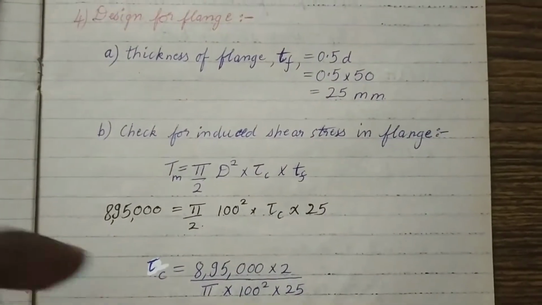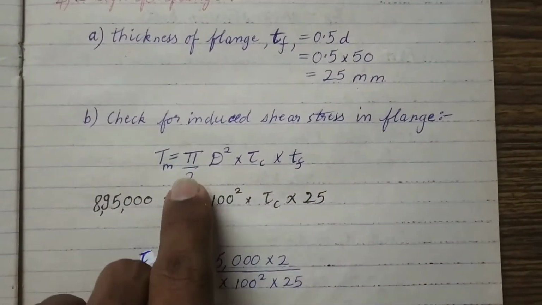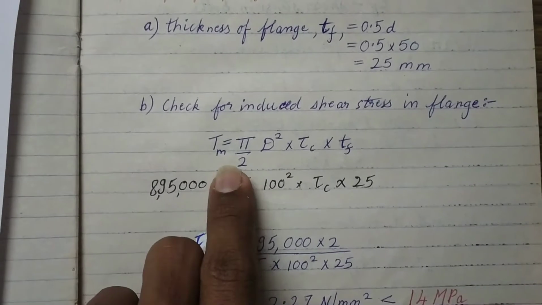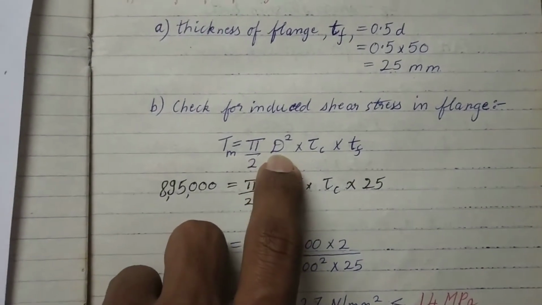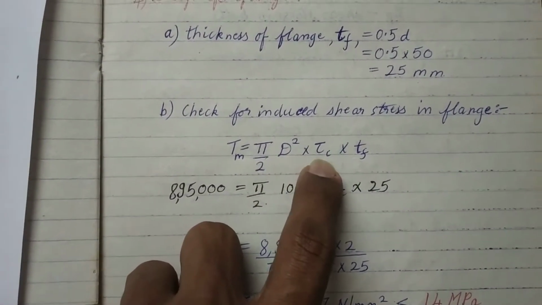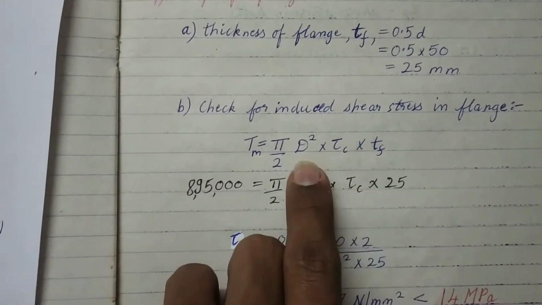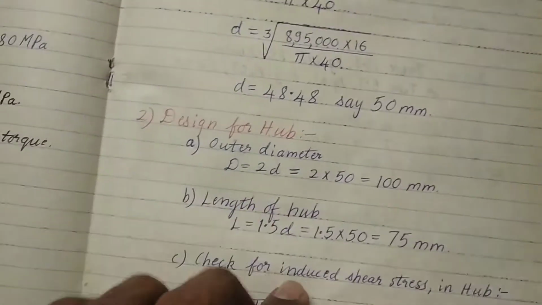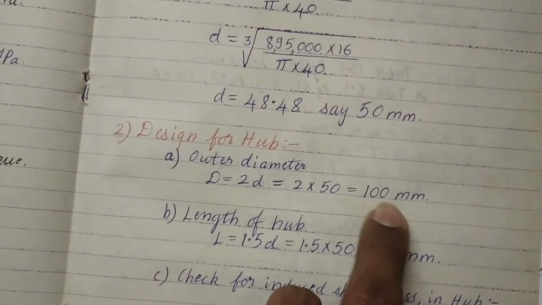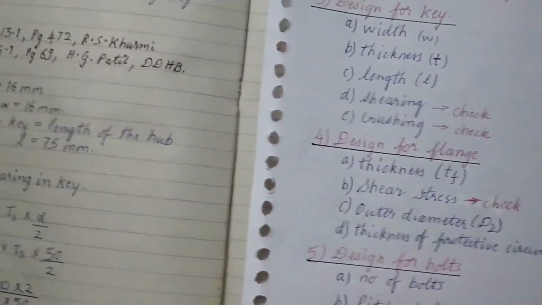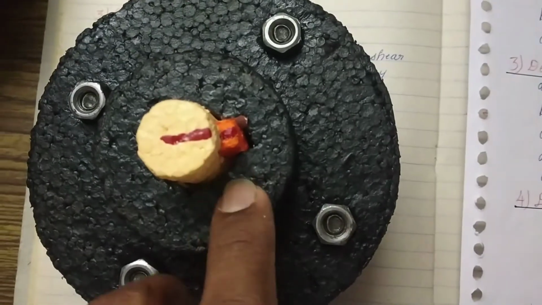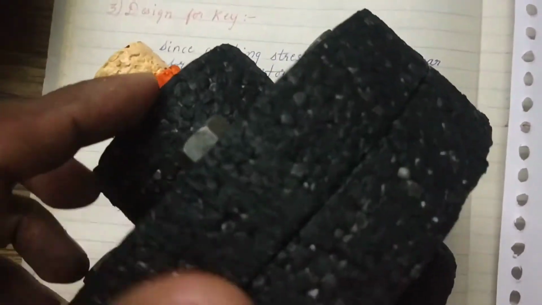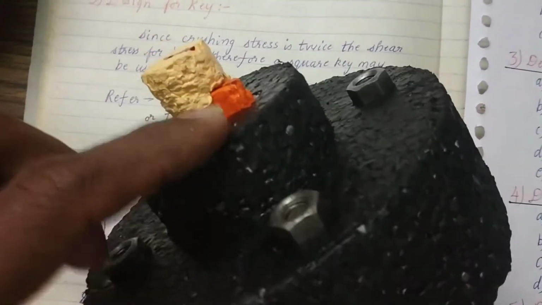Next, check for induced shear stress in the flange. The equation for that is T max or T is equal to pi by 2 capital D raised to 2 into tau C into TF. This capital D squared is the diameter of the hub, as you have already seen here. We need to use the hub diameter 100 here because the shearing action takes place at this junction. So this is basically the hub. So we need to take the diameter there.